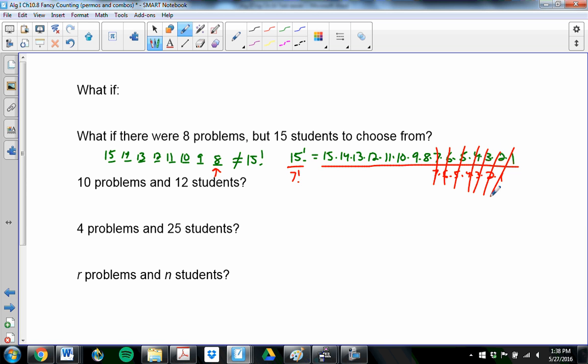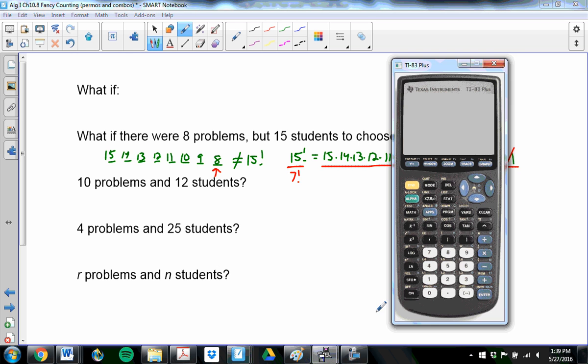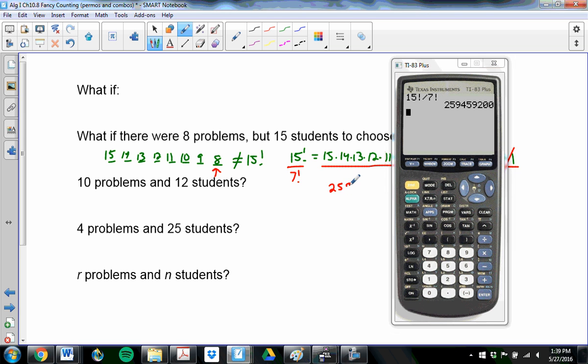So if I wanted to find how many possibilities there were to have 15 students do 8 problems, it's not 15 factorial, it's 15 factorial divided by 7 factorial. Still a very large number. 259,200,000... Whew, real big. 259 million.